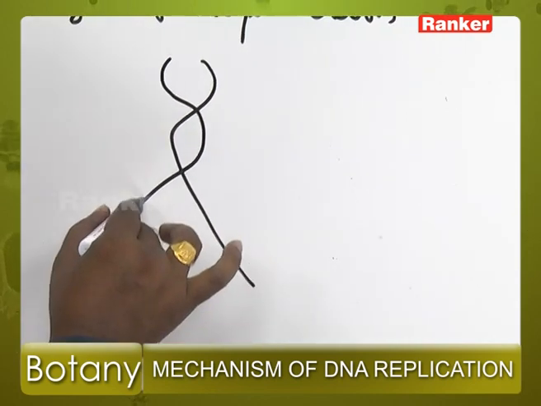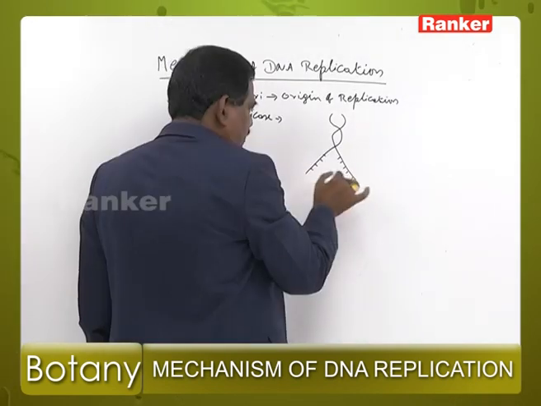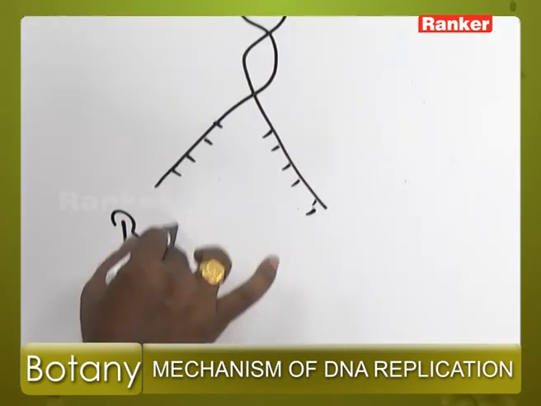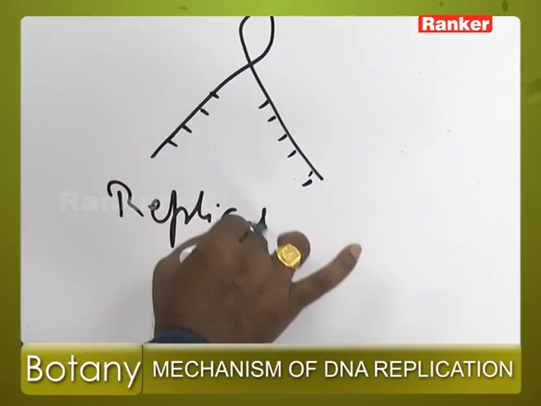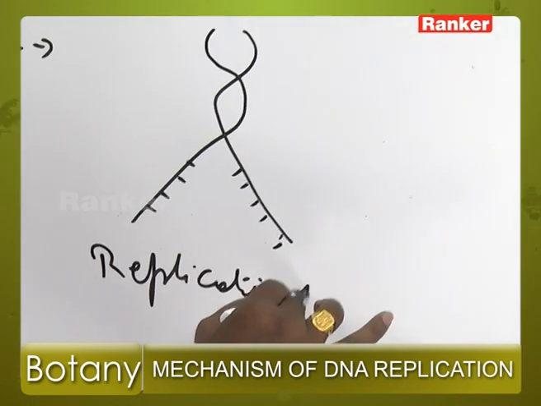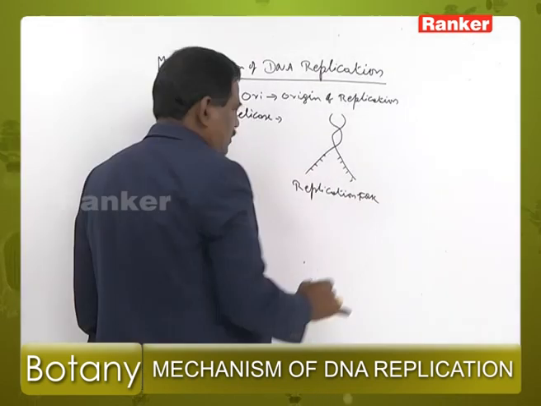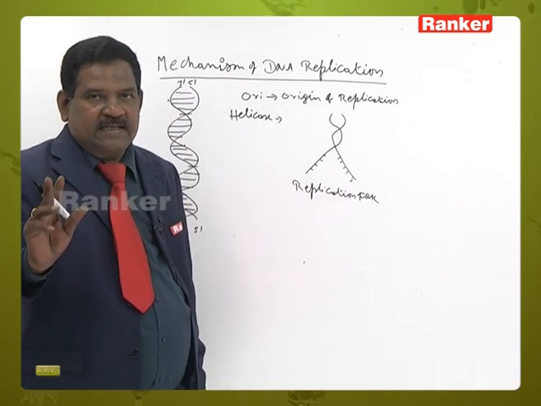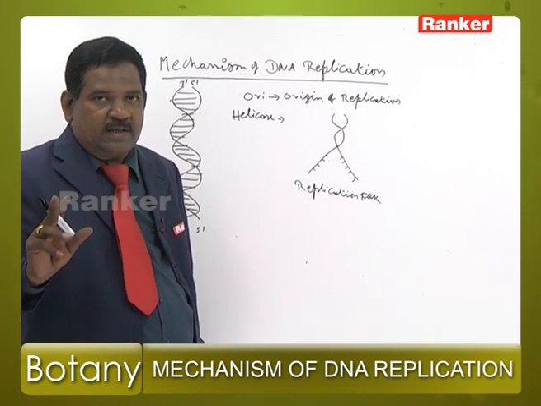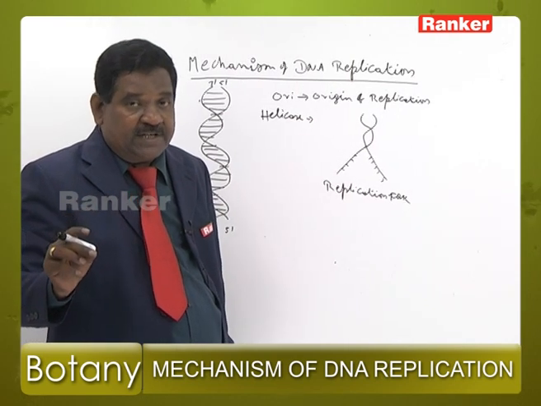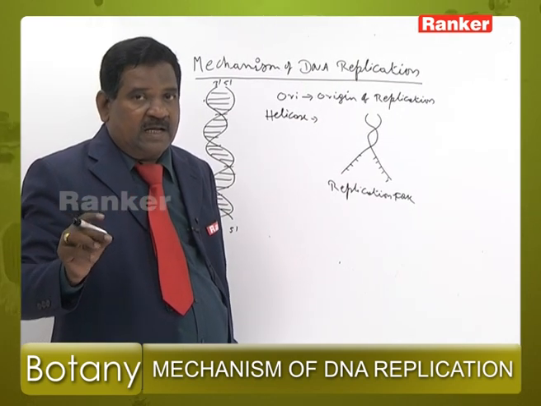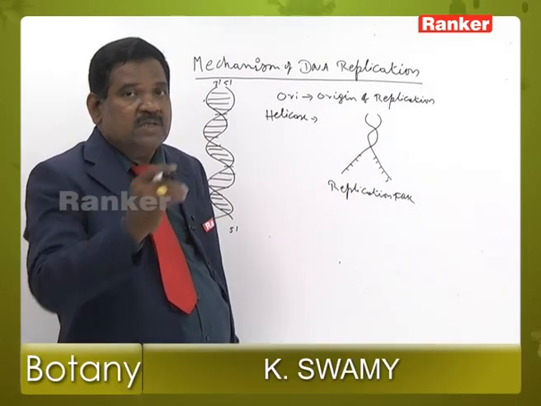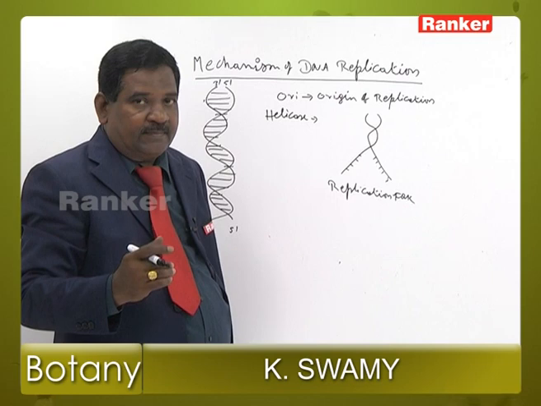The separated strands look like a fork, so that is called the replication fork. Where the two strands unwind, it looks like a fork, and in that region replication is initiated. The replication fork forms two sides in that DNA.